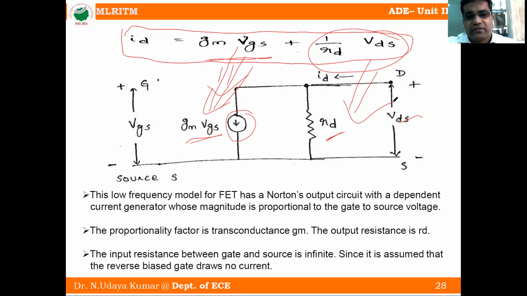So you can observe here the source is the common terminal. Anyway, this is ground here. So source is the common terminal. That's why it is a common source amplifier. So source is common to both.